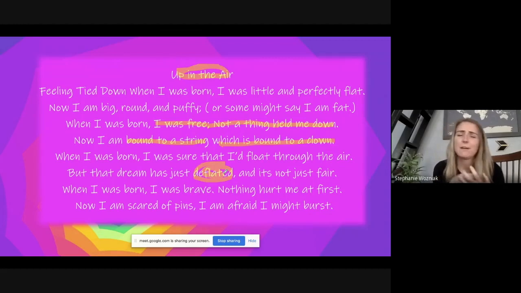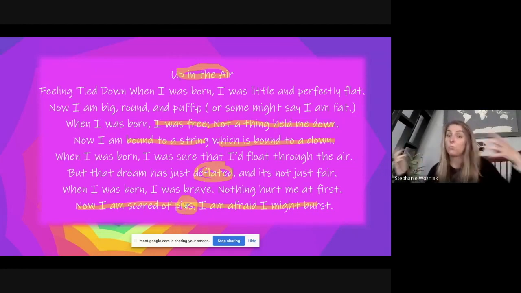And then my very last clue that really just solidified that it was a balloon is right here. Now I am scared of pins. I am afraid I might burst. So if it's scared of pins, if it gets touched with a pin, it's going to burst. So we made all of these inferences to figure out that this author is talking about a balloon.